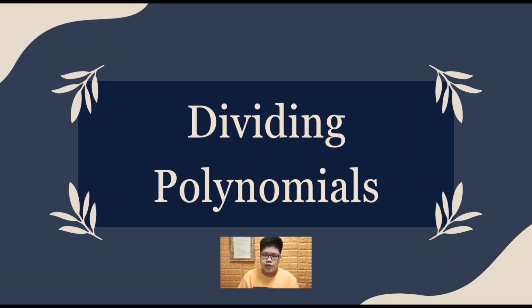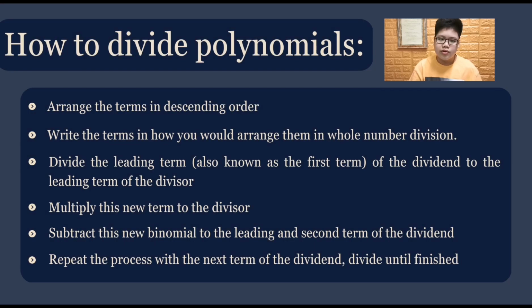Now, let's finally proceed to the process of dividing polynomials. To divide polynomials, arrange them in descending order, and write them as you would in dividing whole numbers. Then, divide the leading term, or the first term rather, in the dividend by the leading term of the divisor. After, multiply this new term by the divisor. Then, place this new binomial underneath the leading term of the dividend. From there, subtract this binomial from the leading term and the second term of the dividend.